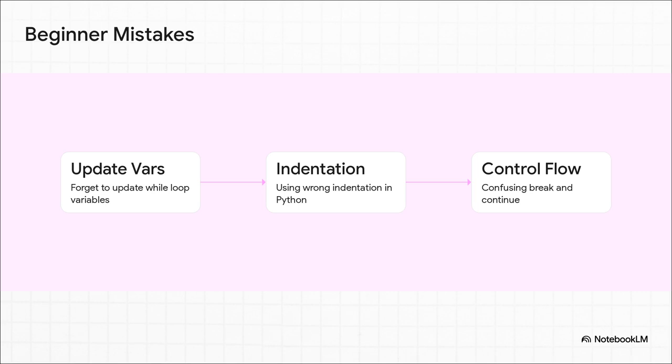Mistake number 2, and this one is huge, using wrong indentation. Remember, Python strictly requires proper indentation to know what code is actually inside your loop. If it's off, it'll crash. And mistake number 3, confusing break and continue. Definitely memorize their different behaviors so you don't accidentally kill a loop entirely when you really only meant to skip a single item.